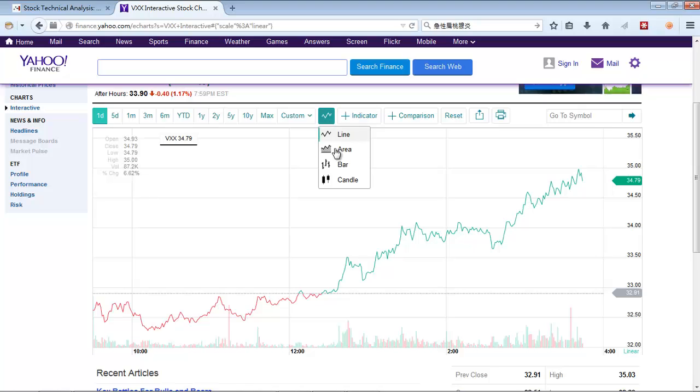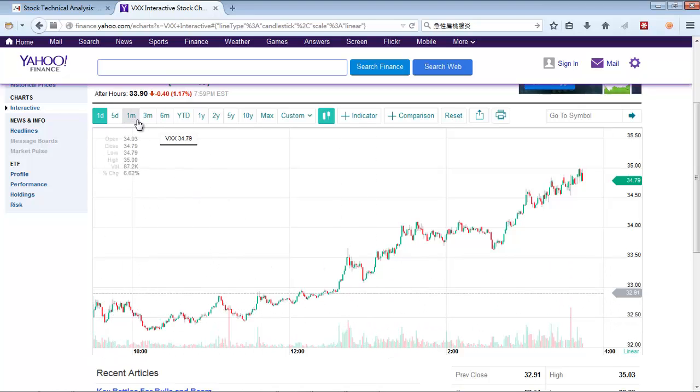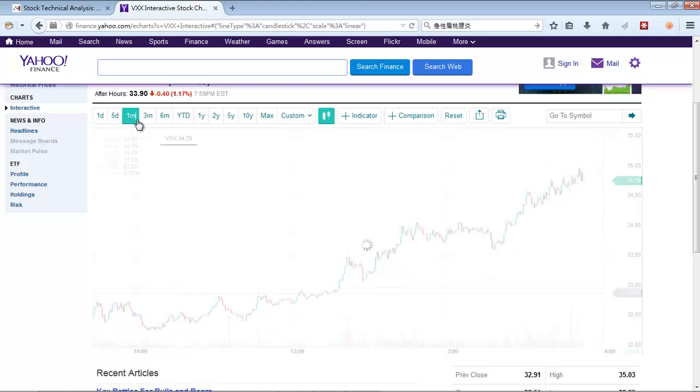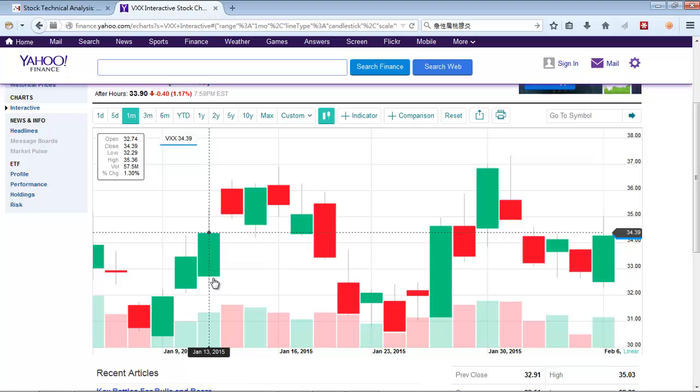So you're going to click here, select candle, and then we're going to look at the candlesticks per day. What we have here is per hour or per minute, I'm not sure. But we want per day, so we click on 1 month, and then the daily candlesticks will appear. So that's the first thing we want to do.